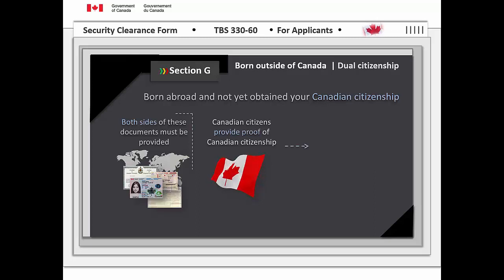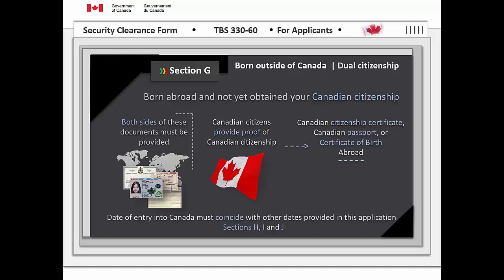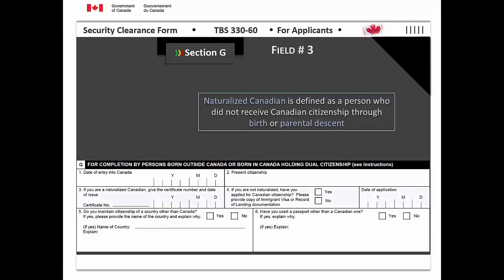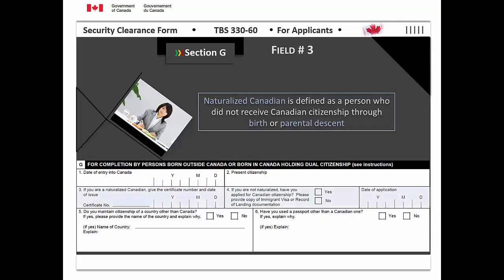If you are a Canadian citizen, you must provide proof of your Canadian citizenship, such as a photocopy of your Canadian citizenship certificate, Canadian passport, or certificate of birth abroad. Please ensure that your date of entry into Canada coincides with other dates provided in this application, such as your residential and employment history in Sections H and I, and foreign employment in Section J. In field number 3, a naturalized Canadian is defined as a person who did not receive Canadian citizenship through birth or parental descent.